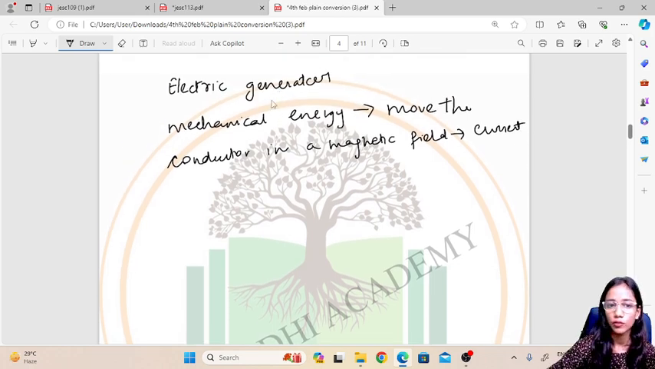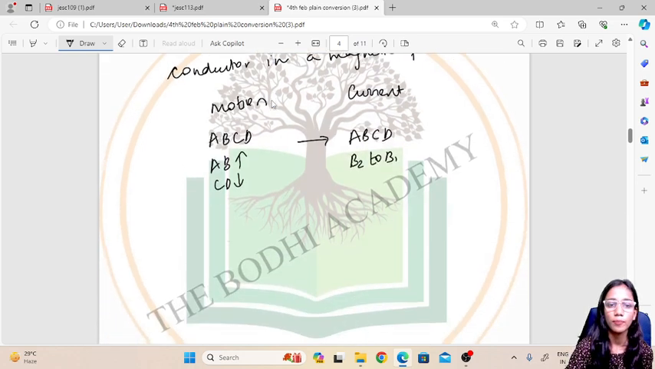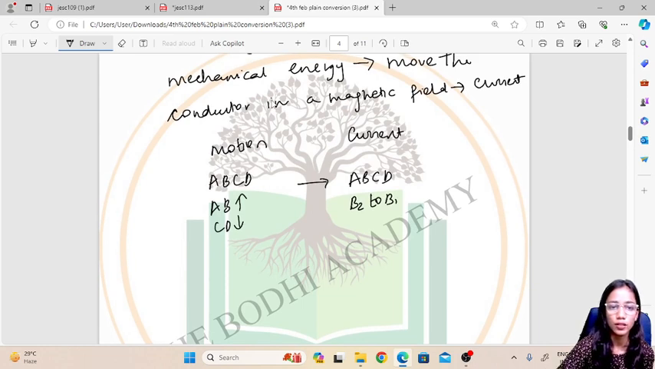In an AC generator, first, the motion and the current. When the motion is of arm ABCD, meaning arm AB moving up and CD moving down, in this case the current is also in the direction ABCD, from B2 to B1. This is the first case.